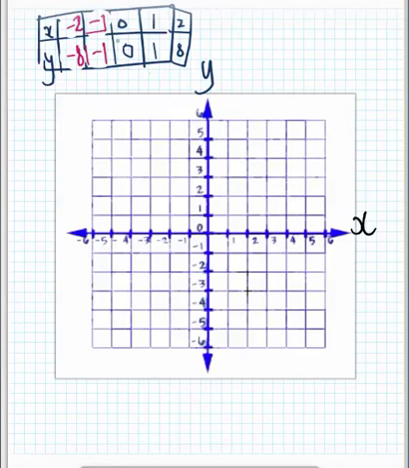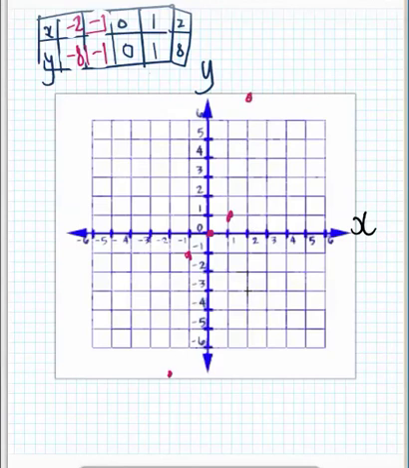All right, so x is -2, that's better, and y is -8, so it'll be down here. X is -1 and y is -1, so just here. X is 0, y is 0, that's the origin. And x is 1, y is 1. And x is 2 and y is 8, so it'll be all the way up here.